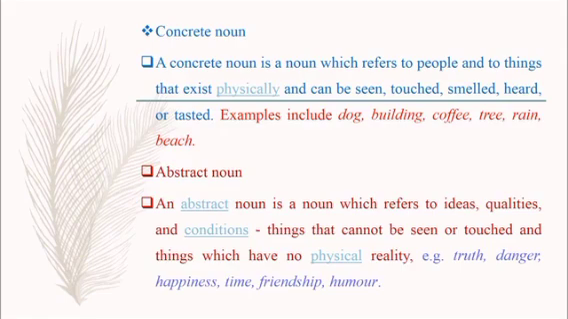Next, let's see about abstract noun. An abstract noun is a noun which refers to ideas, qualities, and conditions. Things that cannot be seen or touched, and things which have no physical reality. Examples: truth, danger, happiness, time, friendship, humor.